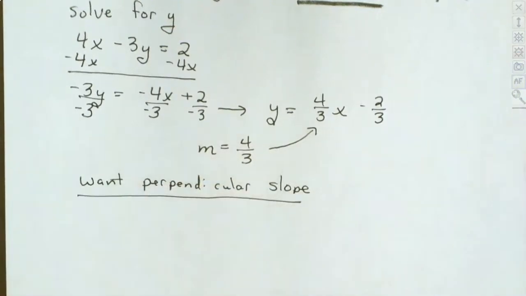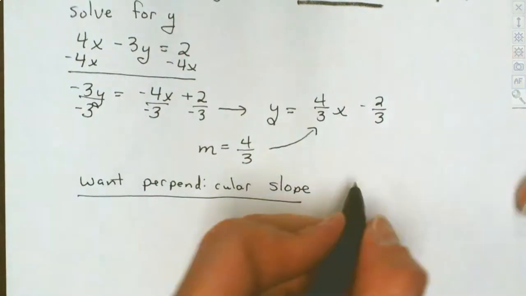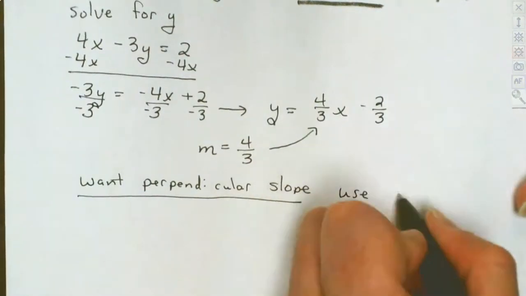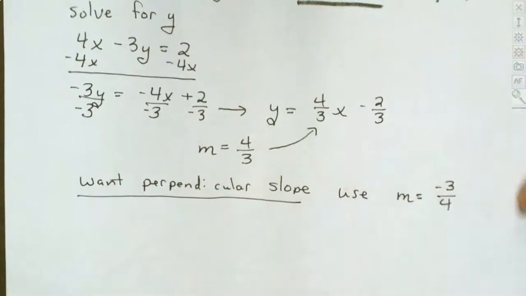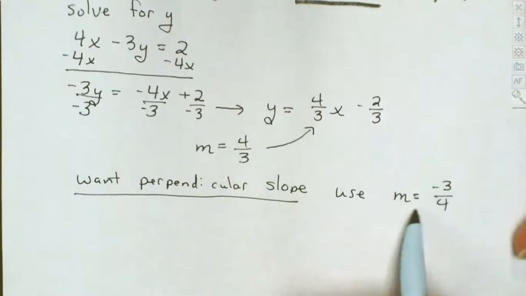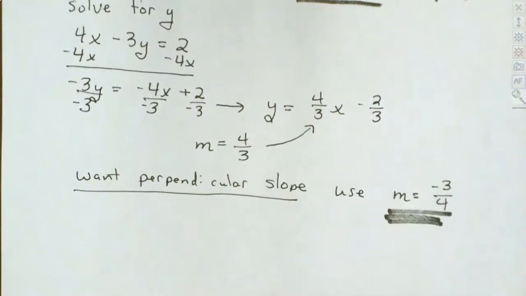So we want that perpendicular slope. And so we're going to be using m equals now negative 3/4, because that is your perpendicular slope. So we wanted the perpendicular slope, so we used the opposite or the negative reciprocal. So we changed our sign, so that positive became a negative, and then we flipped our fraction over. Now we should know what to do.